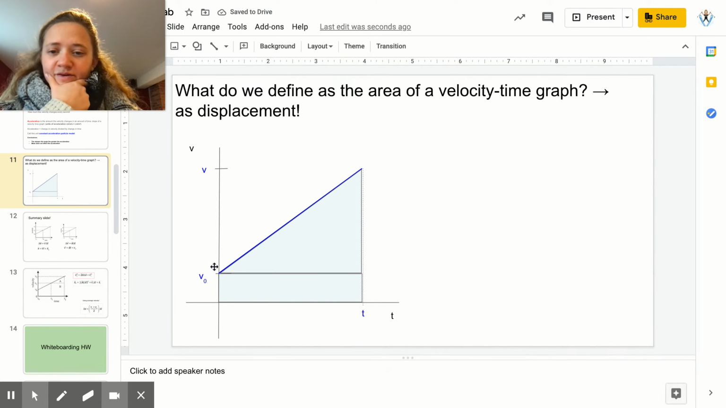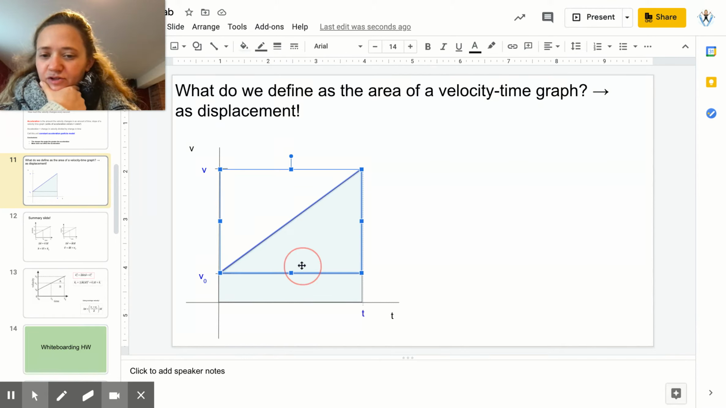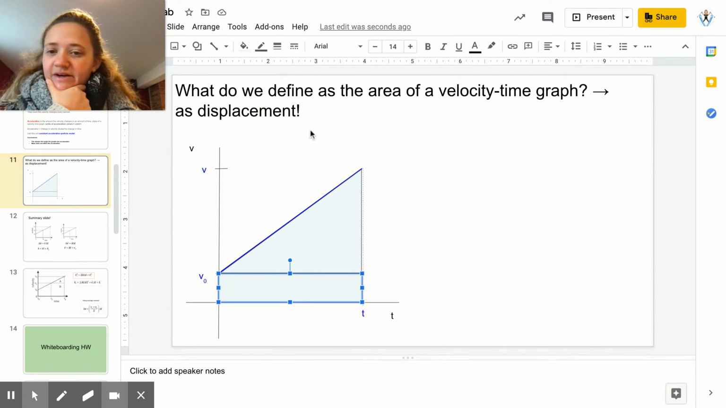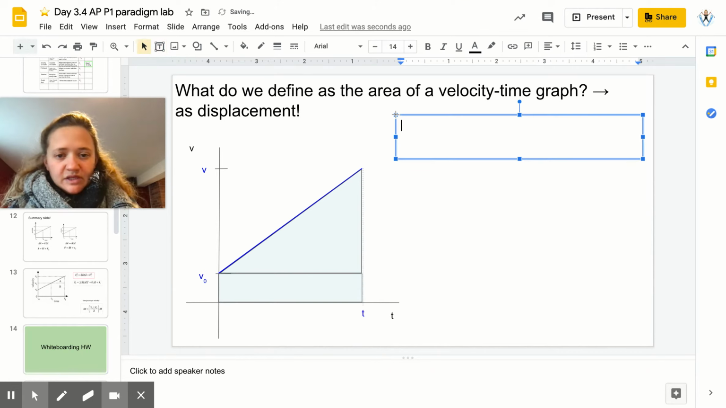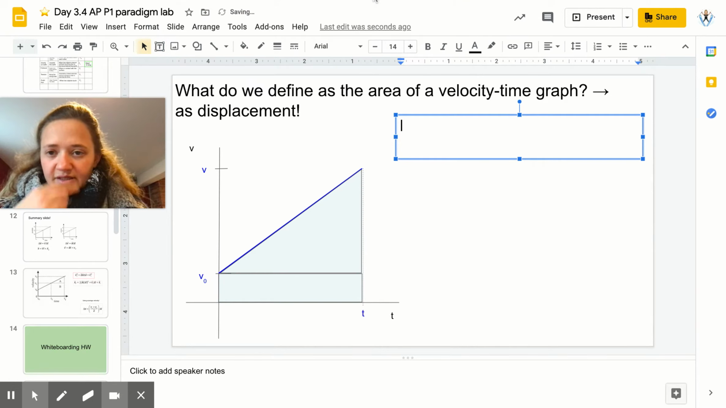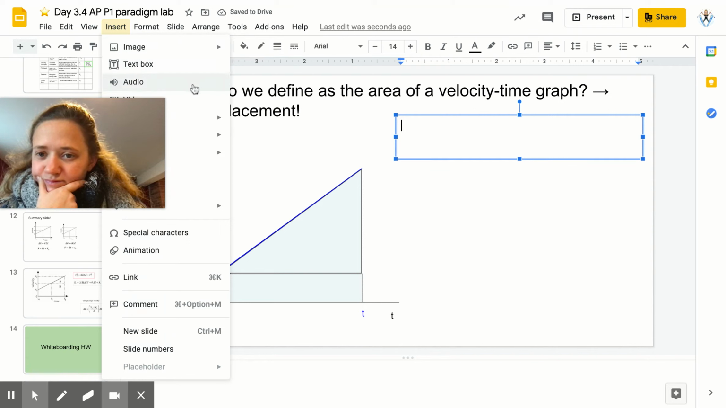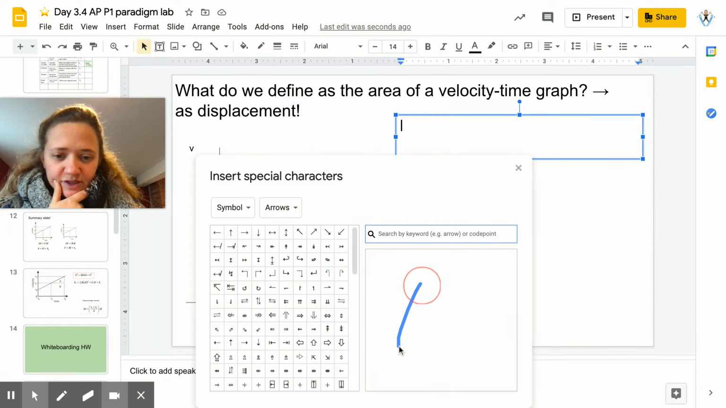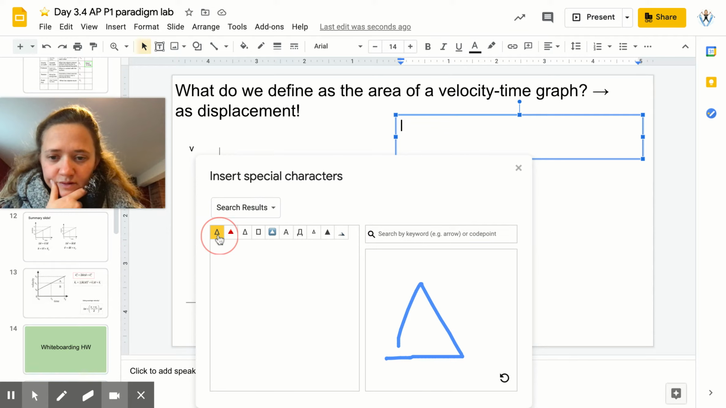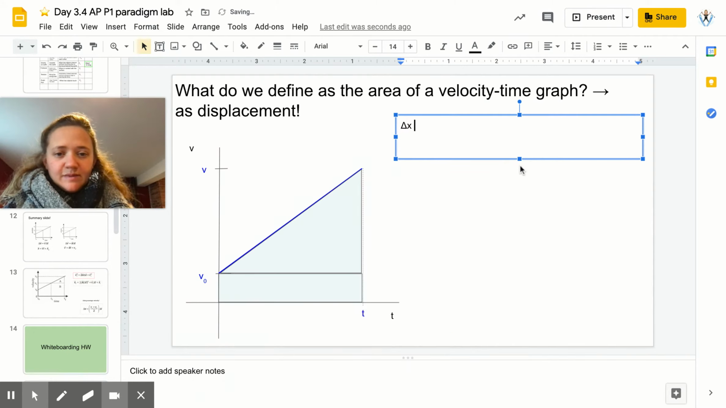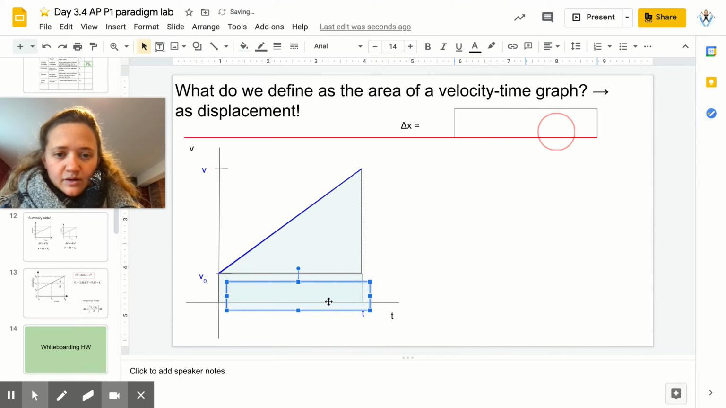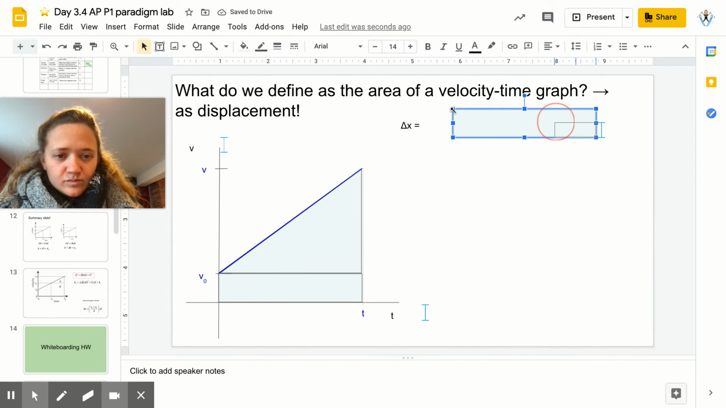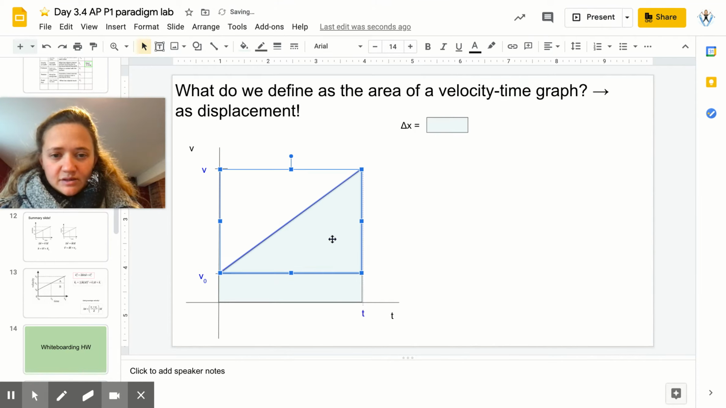And so we can calculate the area of these two separate shapes, and then the total area is equal to our displacement. And so displacement, which is delta x, is equal to our rectangle plus our triangle.